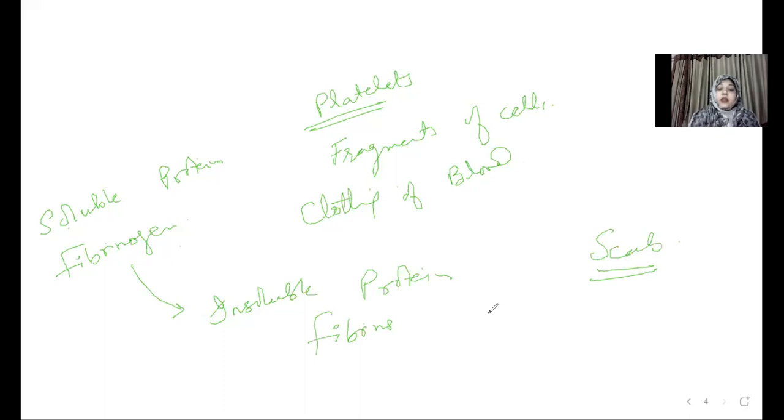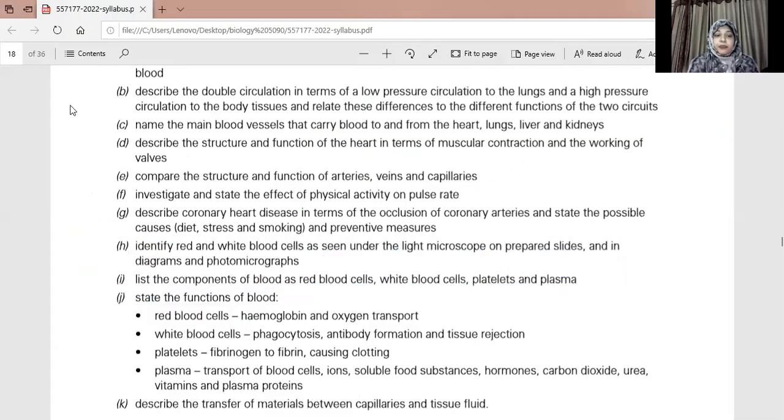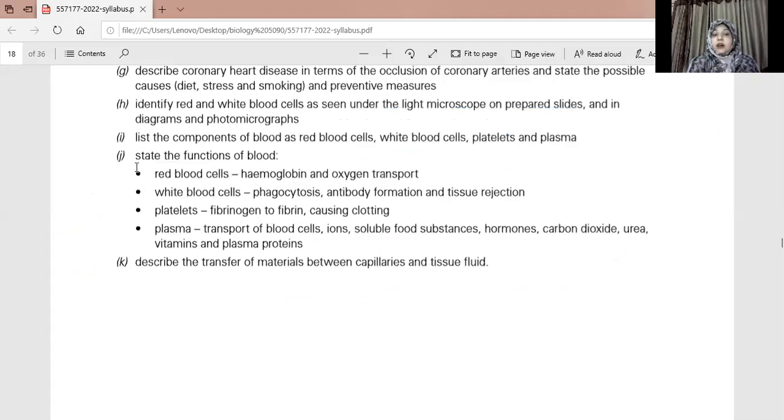Okay, now let's see the syllabus again. Okay, right? RBCs, state the function of blood. In this portion of the syllabus, kindly limit yourself to this: red blood cells, haemoglobin, oxygen transport; white blood cells, phagocytosis, antibody formation; tissue rejection.